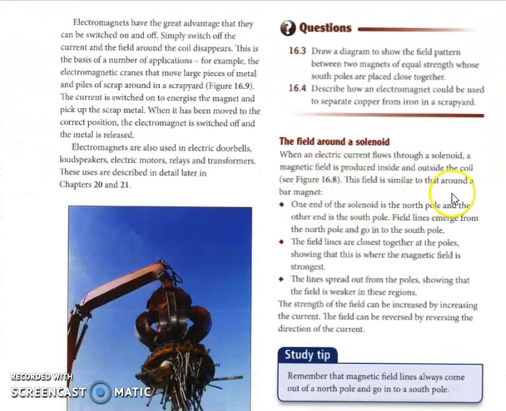So this field is similar to that around a bar magnet. That is, one end of the solenoid is the north pole, that is where the field lines emerge. The other end is the south pole, which is where the field lines end. So the field lines emerge from the north pole and go into the south pole, and the field lines are close together at the poles, showing that the magnetic field strength is more at the poles. Okay, so the lines spread out from the poles, showing that the field is weaker in that region.